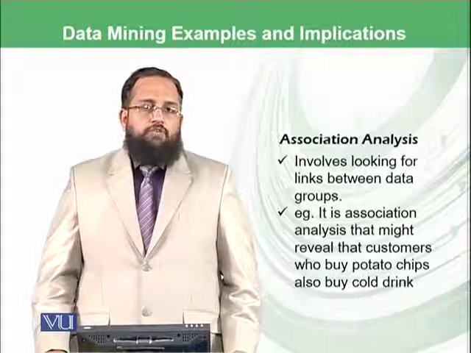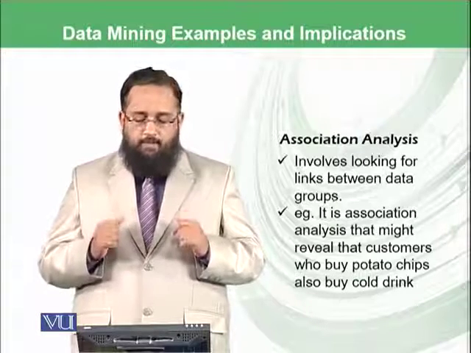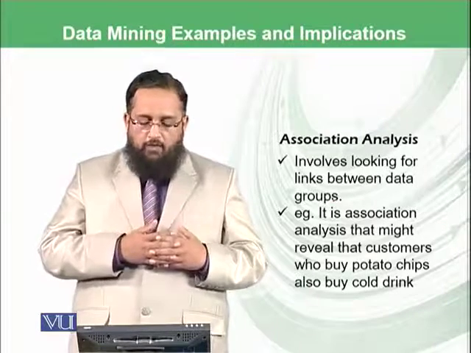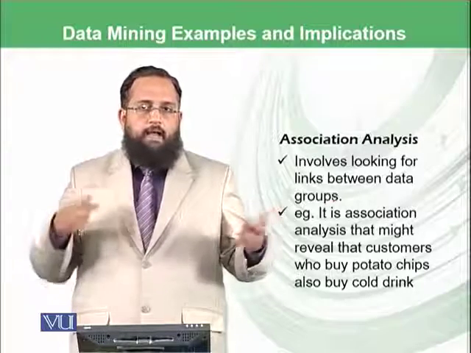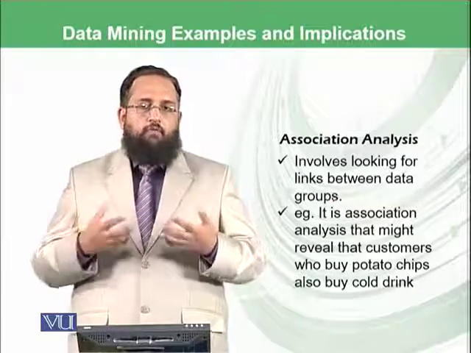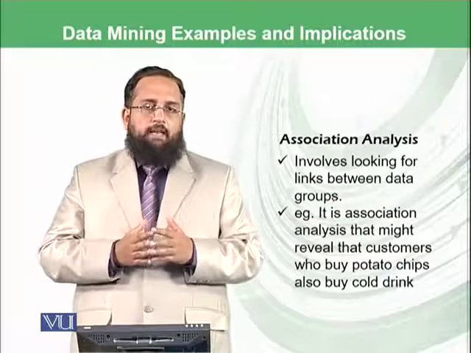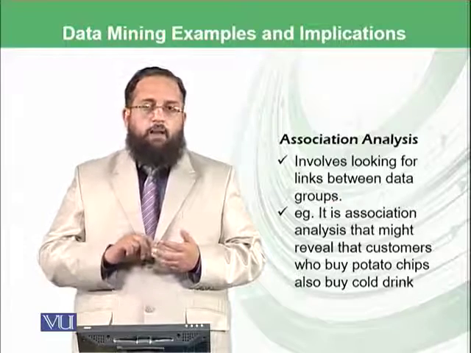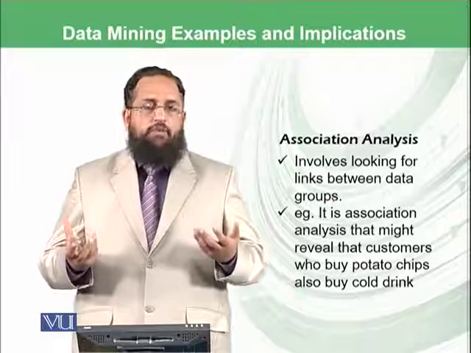So the next thing is association analysis. This involves looking for links between data groups. For example, association analysis might reveal that customers who buy potato chips also buy cold drinks. So you have supermarket data, and you have the bill of each customer, and after all of the transactions are over, for example over 1 year, then you are going to identify the patterns from the data that customers have, for example, purchased potato chips and cold drinks, or burger and some cold drink, or for example some other grocery with some fruit, something like this.